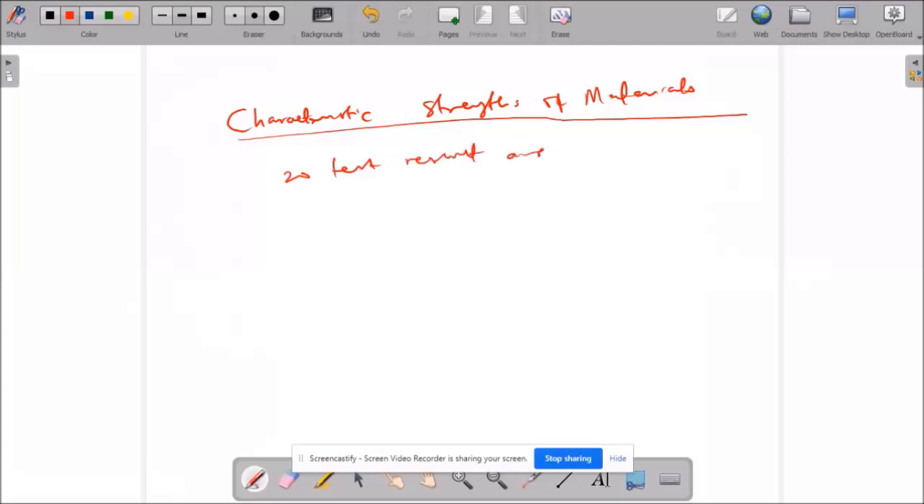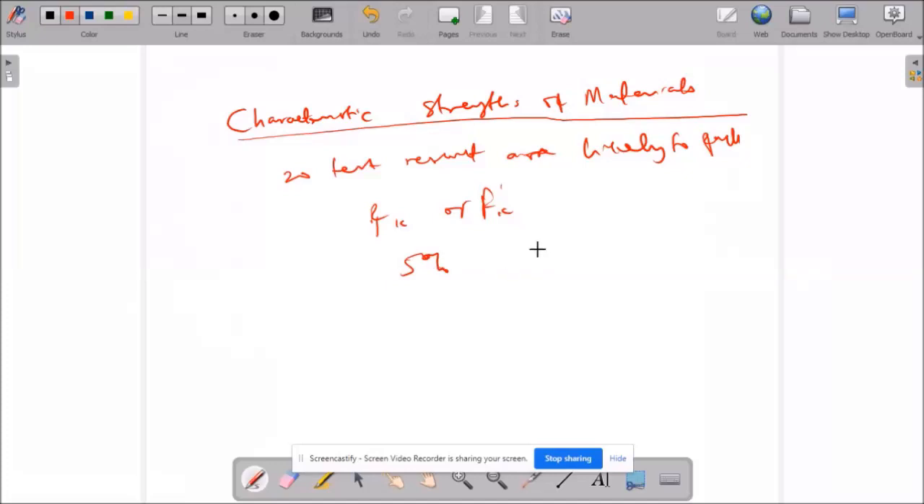Results are likely to fall, and this strength, denoted by F subscript K or F subscript K prime, is that value below which not more than 5% of the test results may be expected to fall.